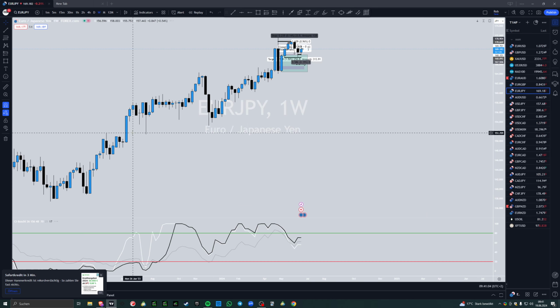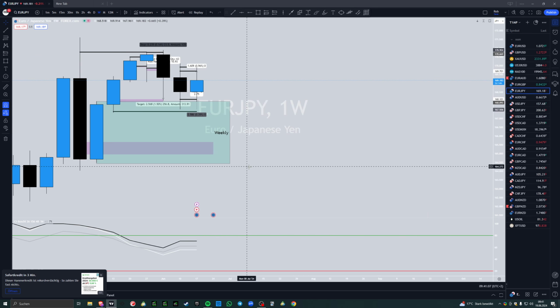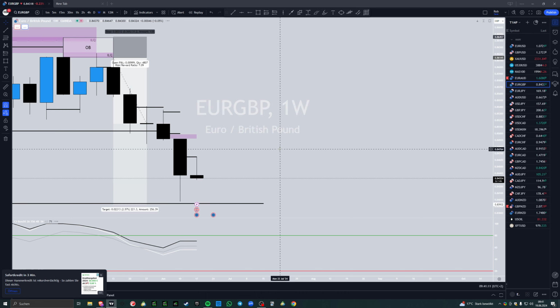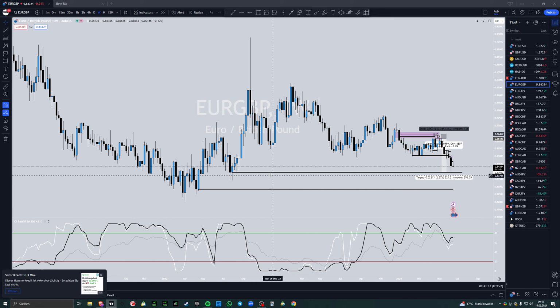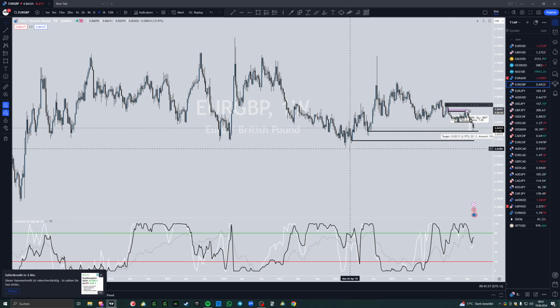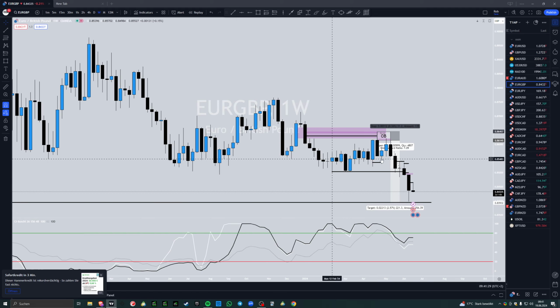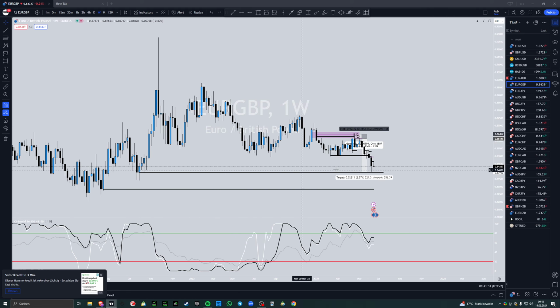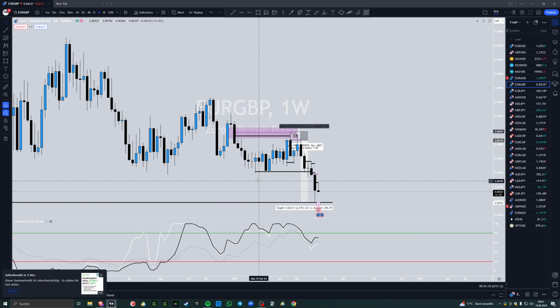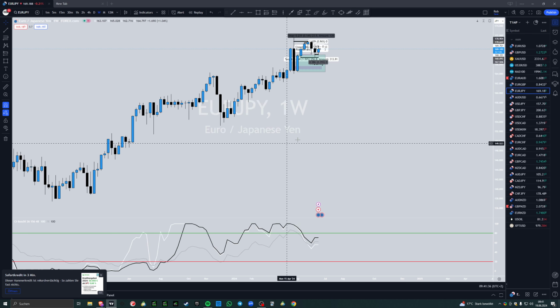So let's move on to EJ. Yeah, we've just mitigated this whole order block, and then finally in the next days, 2 weeks, going down all the way here, because that is the real low. So that is what I expect for EJ. Yeah. Now, EJ.